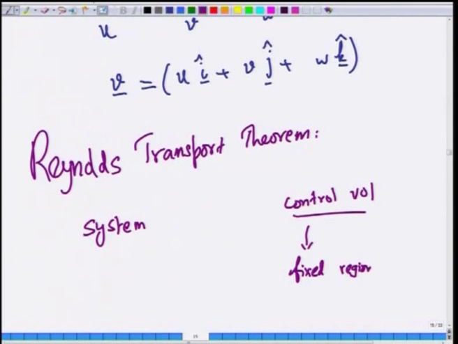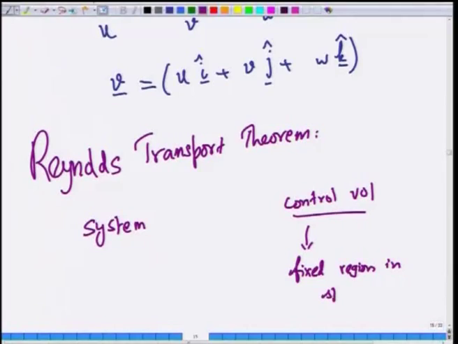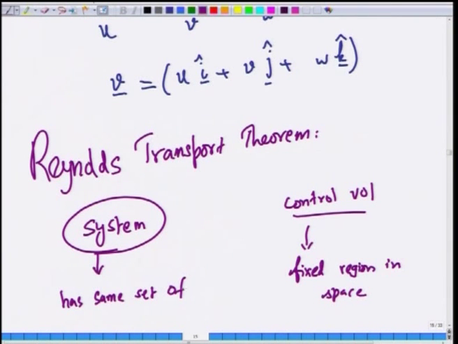It could involve, for example, a device like a pump or a pipeline and so on in space that could contain various unit operations or equipments, whereas a system actually has the same set of mass points. Material points.